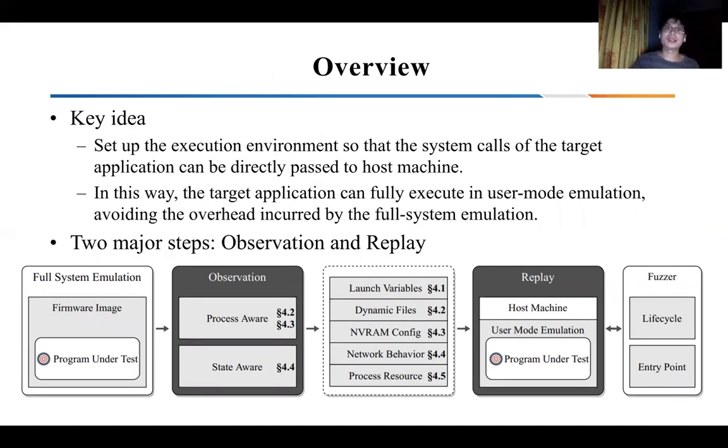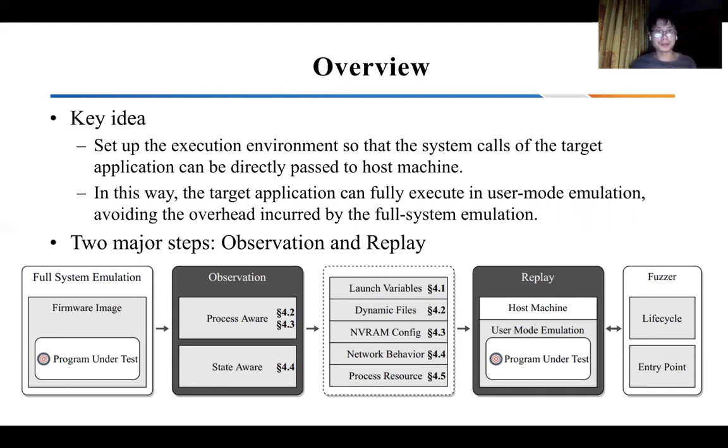The key idea here is that we set up the execution environment so that the system calls of the target applications can be directly passed to the host machine. In this way, the target applications can fully execute in the user mode emulation, avoiding the overhead incurred by the full system emulation, which means that we only execute the full system emulation one time to get the system resources required by the target applications. The rest of the entire fuzzing process is done in the user mode emulation, so it can guarantee the efficiency of the fuzzing process.